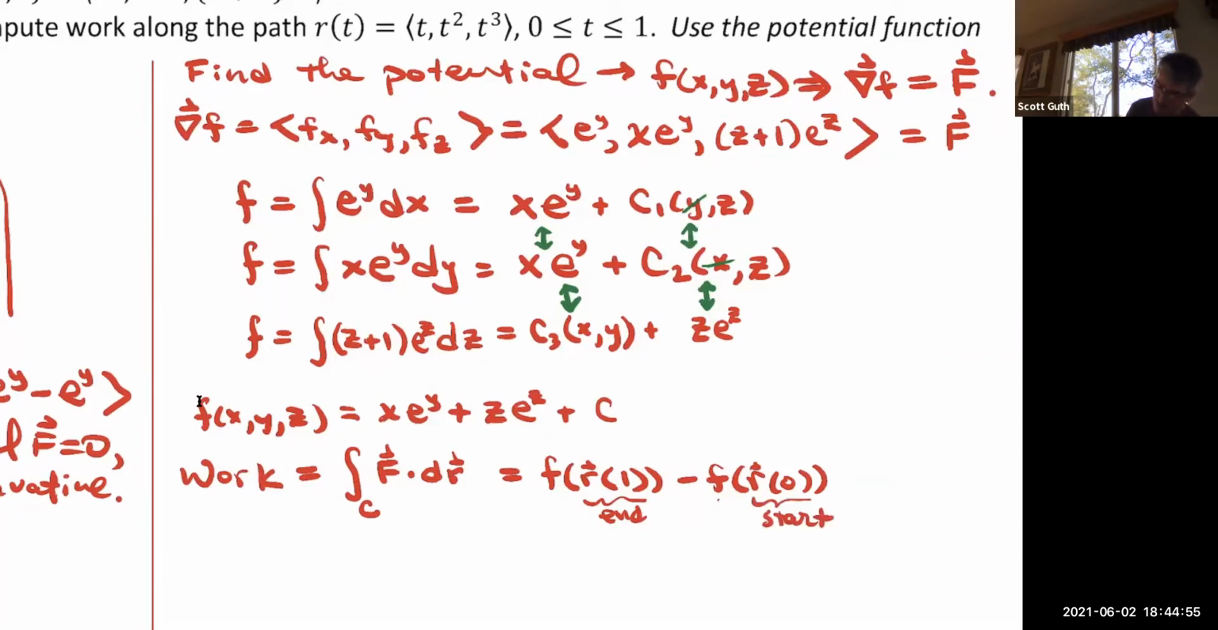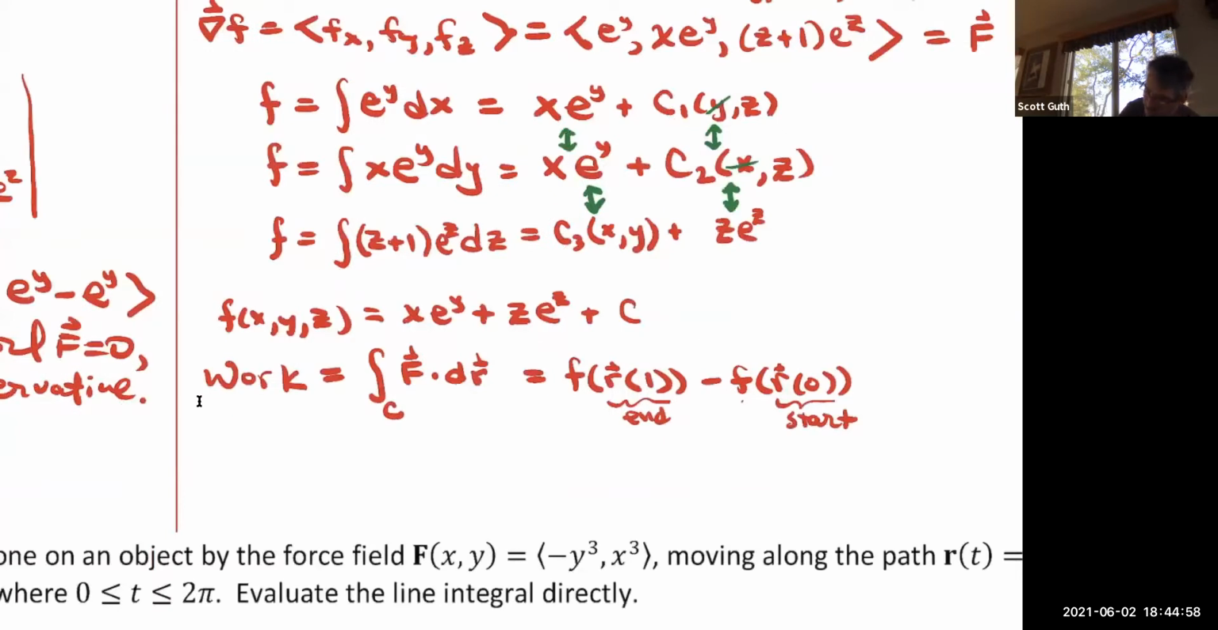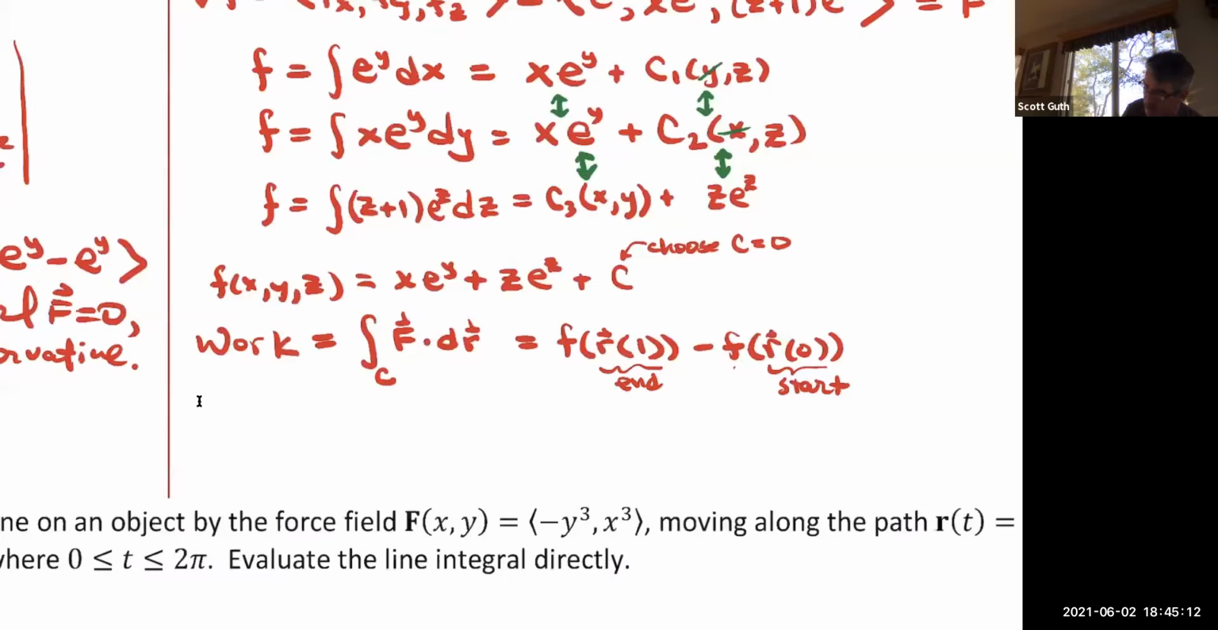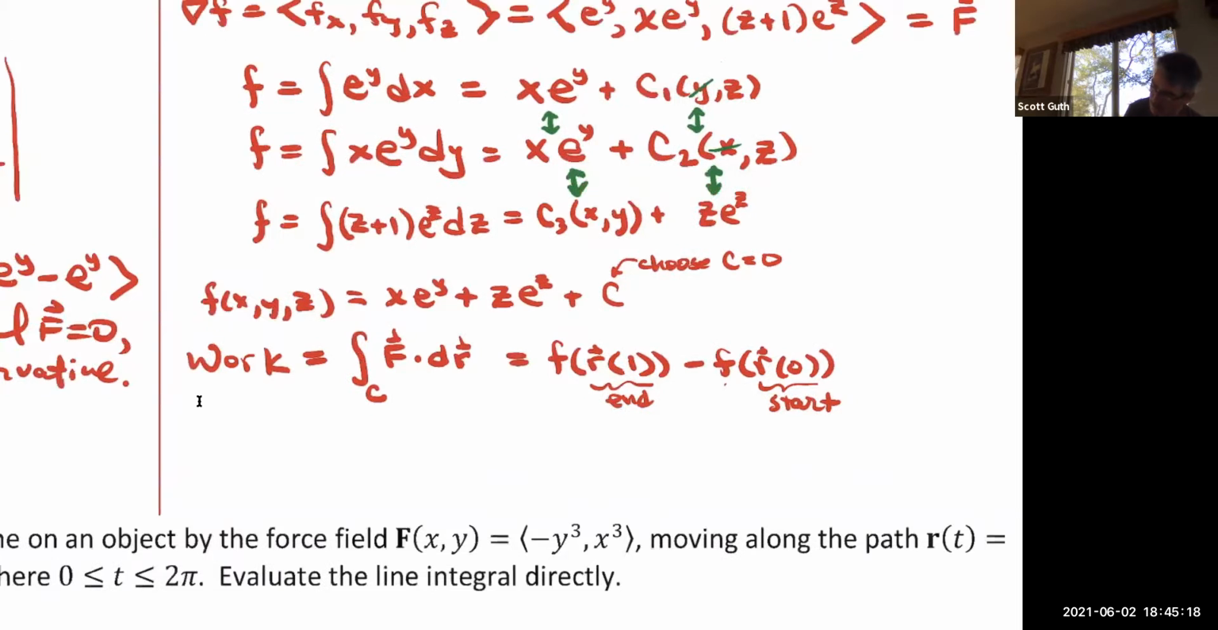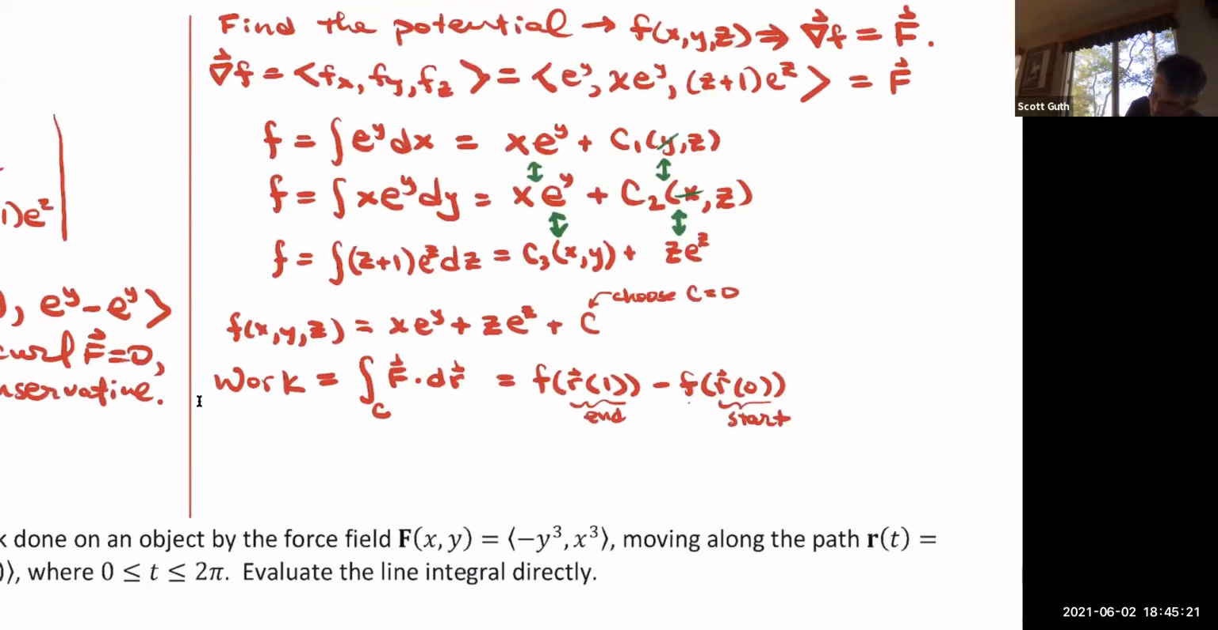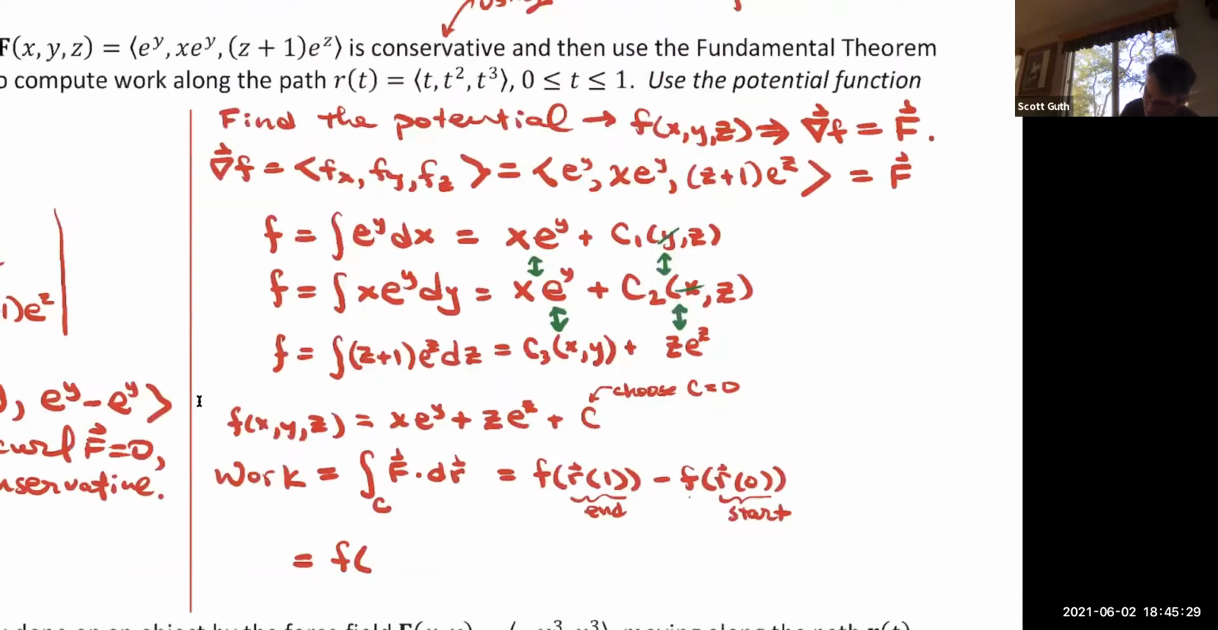Okay. Now, we can choose any value for c here. So let's choose c equals 0, because it subtracts out anyway. The c always cancels when you subtract these two. I showed that last time. Okay, so this would be f at r of 1. So r is way up here. At 1, that's 1, 1, 1. Minus f at r of 0. I think that's going to be 0, 0, 0.